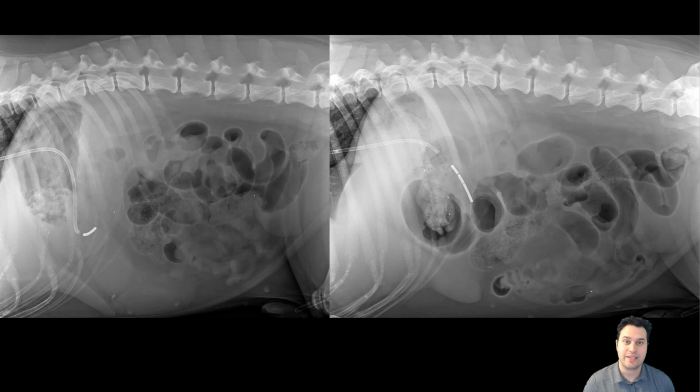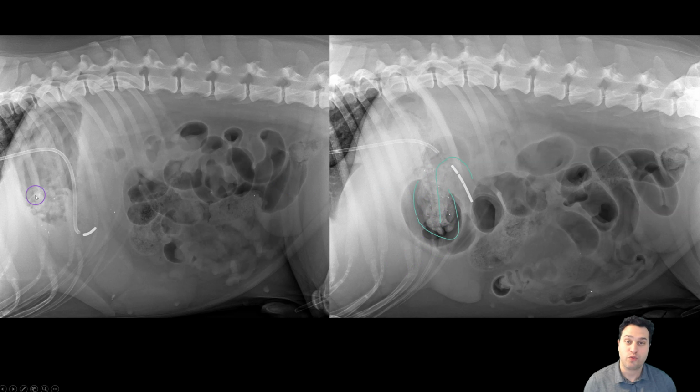Now, if we look at this case, this highlights the importance of both the right and the left lateral projections. On the left-hand side of the screen, I've got the right lateral, and then on the right, this left lateral projection. And what I'm noticing is this foreign object within the pyloric antrum is anchored dorsally. So the duodenum leaves the pyloric antrum from a dorsal position and then courses caudally in the abdomen.